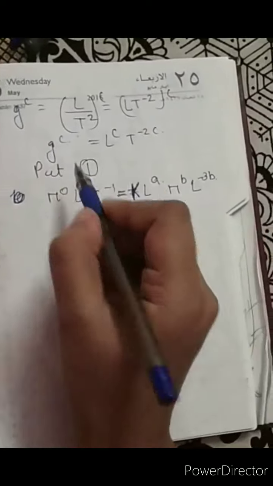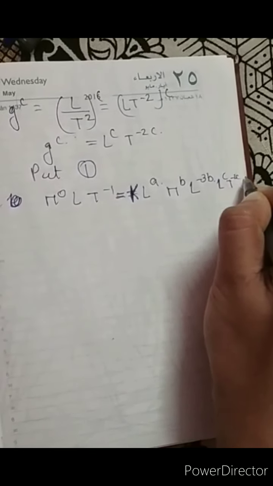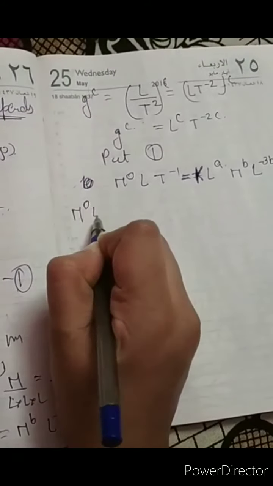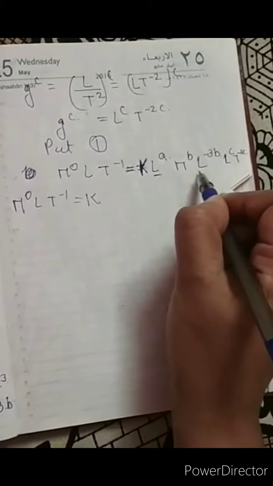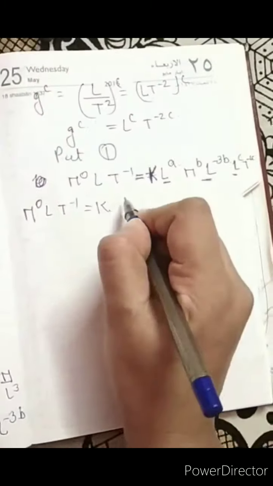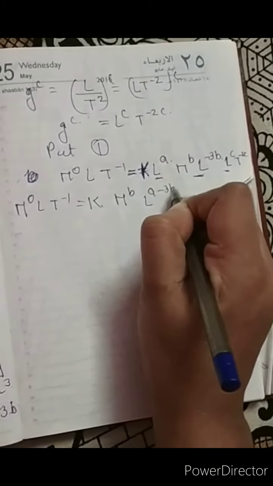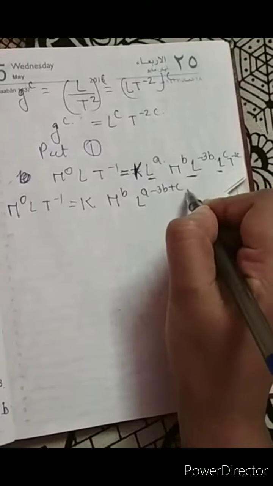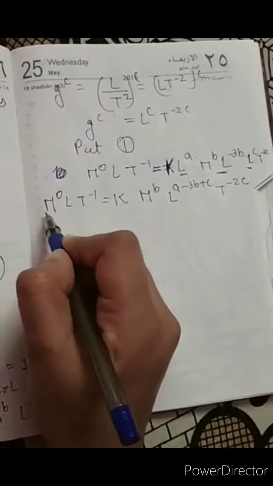The next term is G to the power C. G to the power C can be written as L to the power C and T to the power minus 2C. So the expression is M0 L T minus 1 equals K times, look, this is L, this is L, and this is L. Base same, power can be added. M to the power B, L to the power A minus 3B plus C, and T is alone, so minus 2C. Fine, good for us.